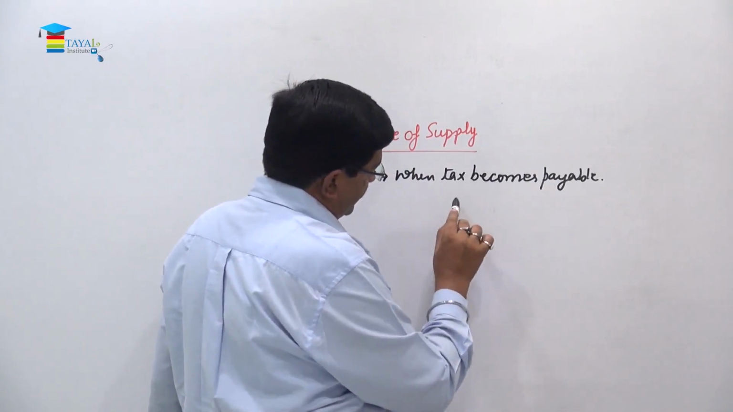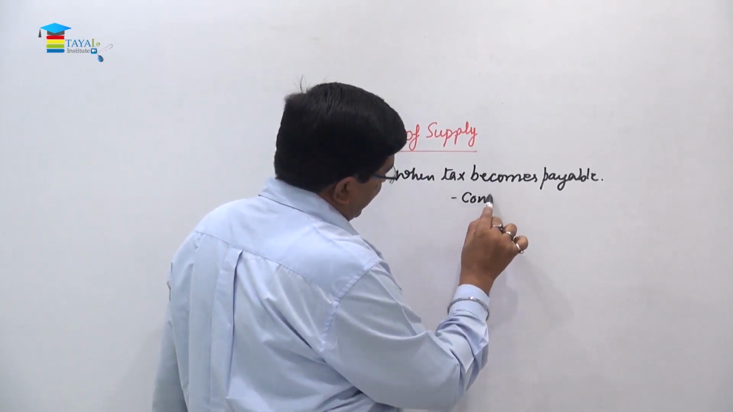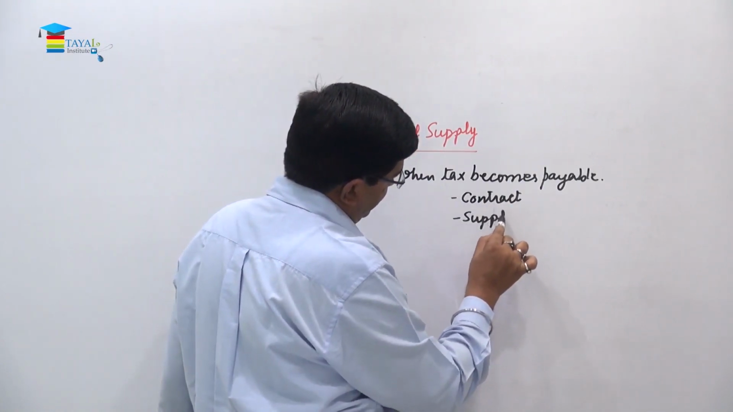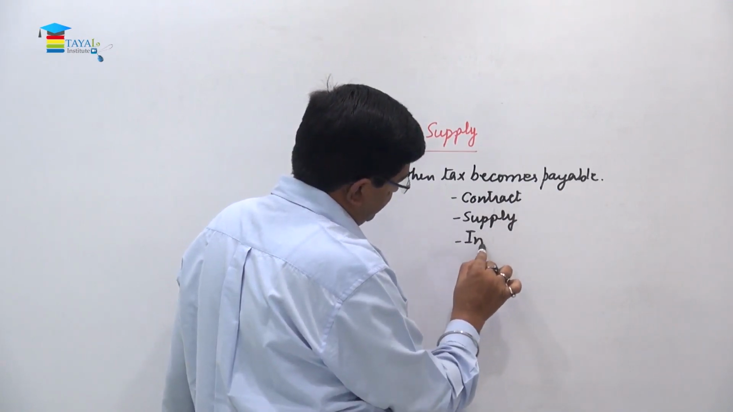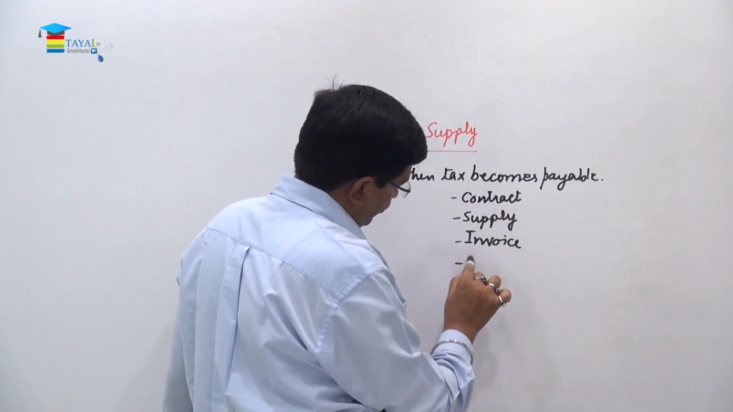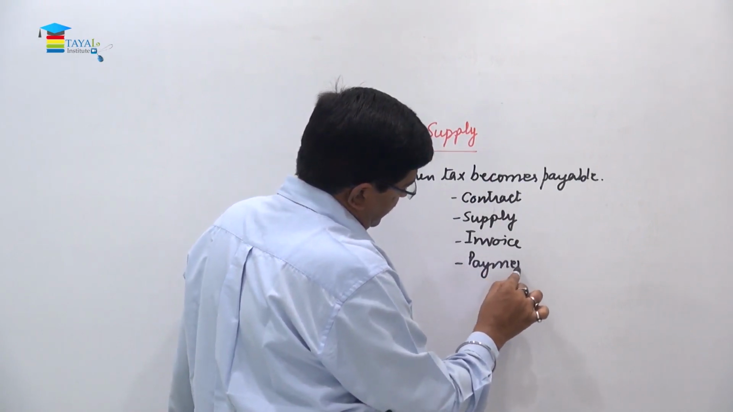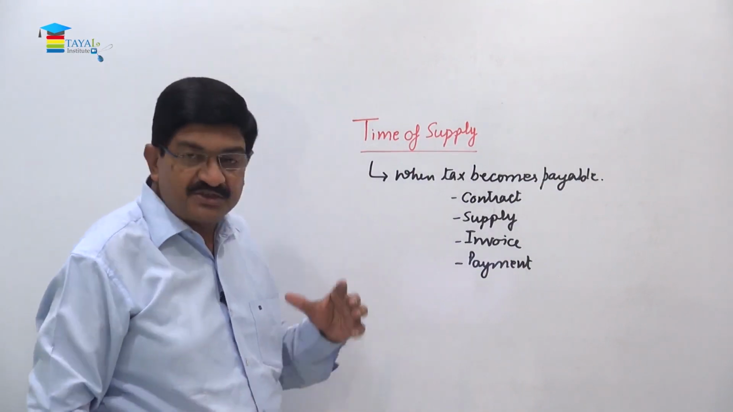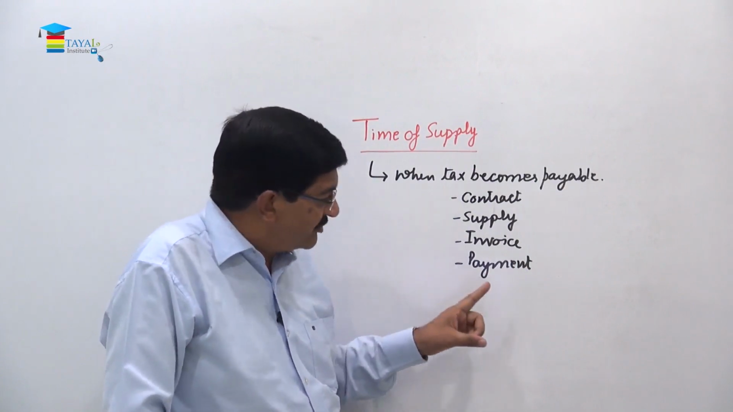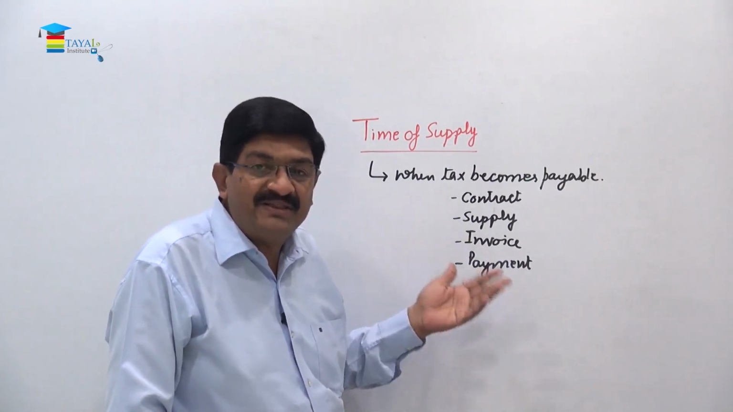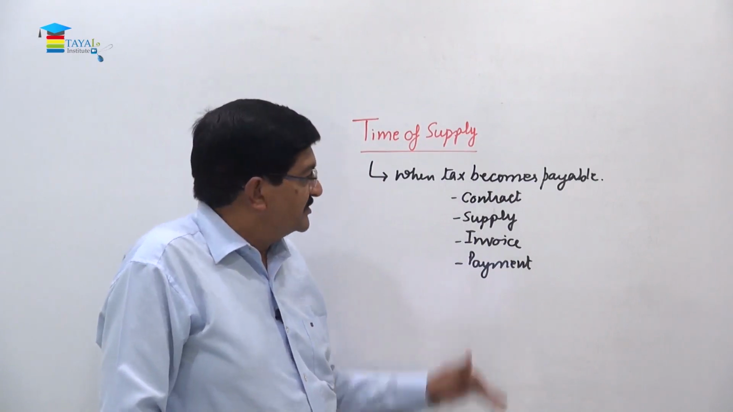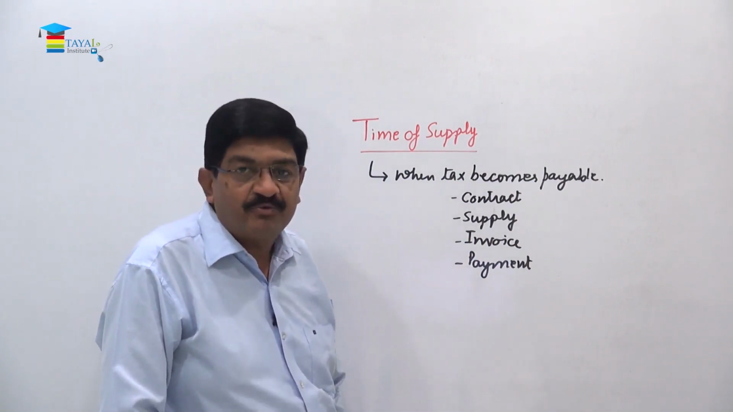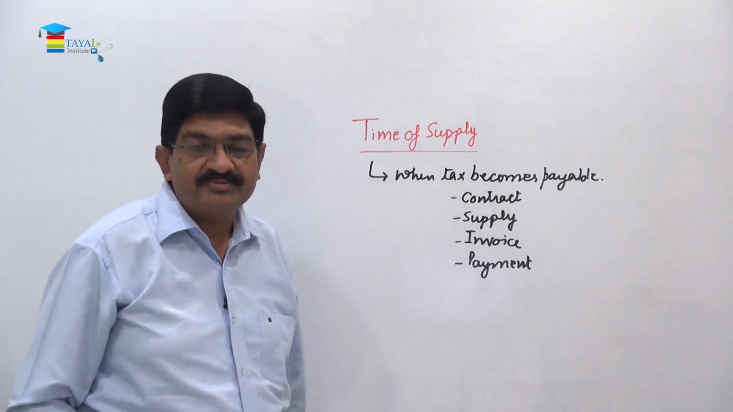Now just if you see the sequence, there is a contract. Under the contract there is a supply. Then there is invoicing. Then there is payment. These are only events. This is not a fixed sequence. In a situation, it may happen that advance payment is made, then invoice is issued, only then the supply is made. Generally, this is what the sequence is, but it can vary. But at what point of time tax becomes payable, that is called the time of supply.